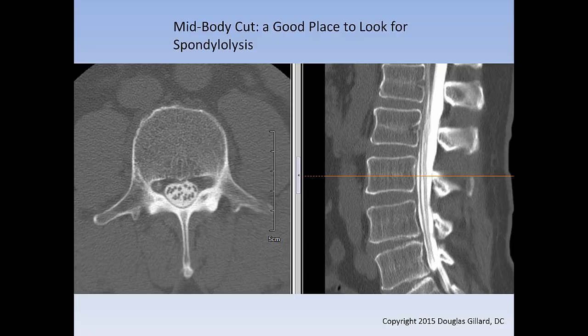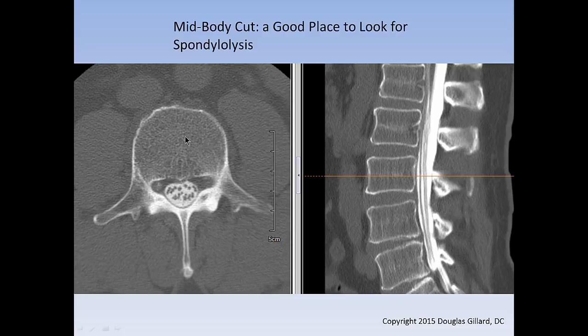So, what's the best place to look for spondylolysis or spondylolisthesis? It's actually a CT scan, a mid-body cut. We're usually used to looking at cuts right through the disc level here, right? We're getting pretty good at that, but we're not very good at looking through the body. Now this is that orange line like I showed you last week. This is the cut line. So this is a cut through the sagittal view. This is what we're seeing here.